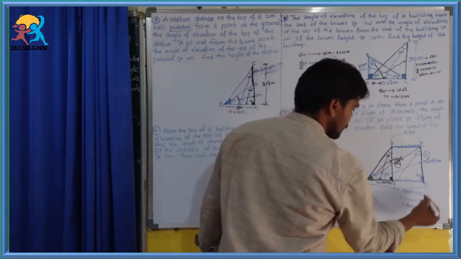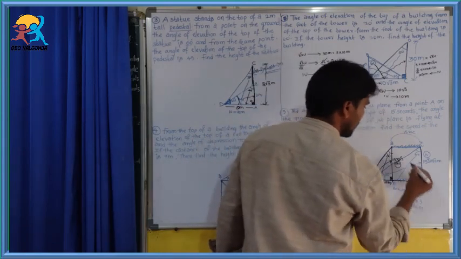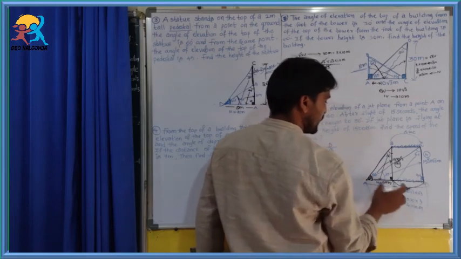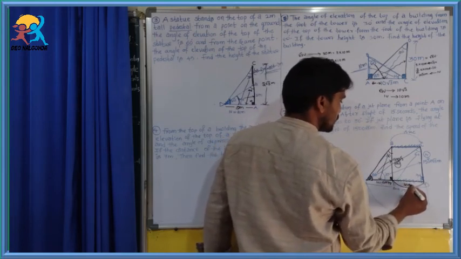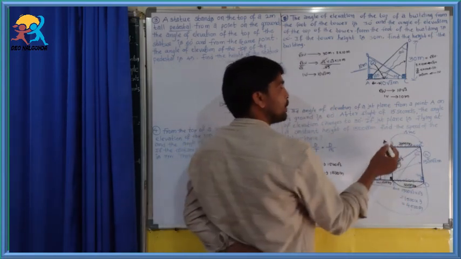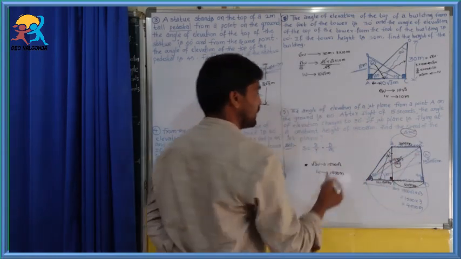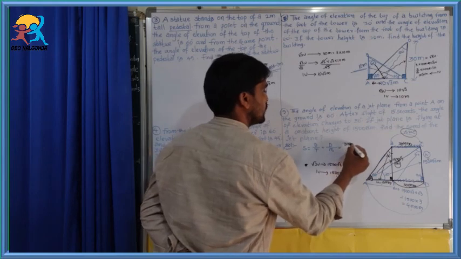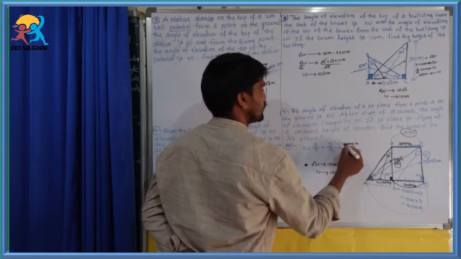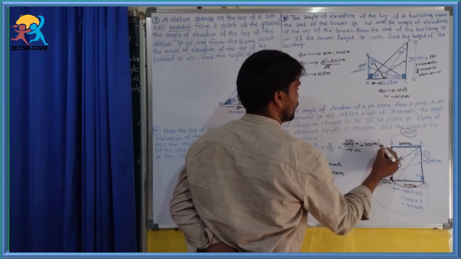Now, total distance is 4500 meters. From A to E is 1500 meters. Then this distance BC is 4500 minus 1500, that is 3000 meters. Therefore, BC is 3000 meters. Thus, in 15 seconds the jet airplane travels 3000 meters. Now, speed is 3000 by 15 meters per second, that is 200 meters per second.